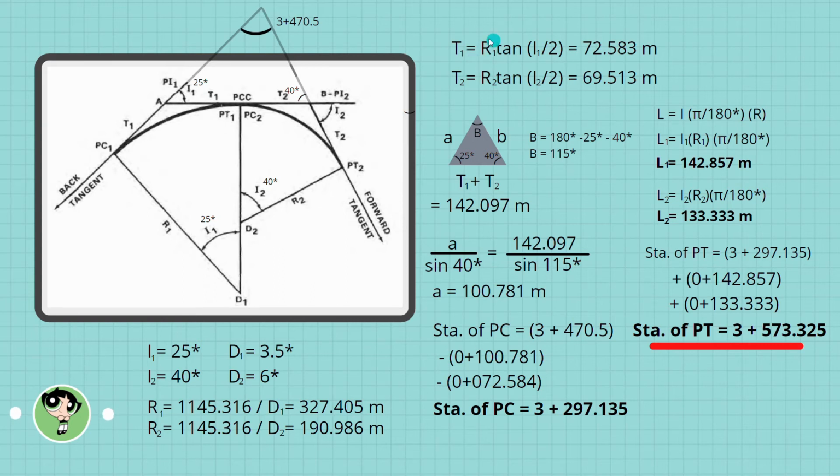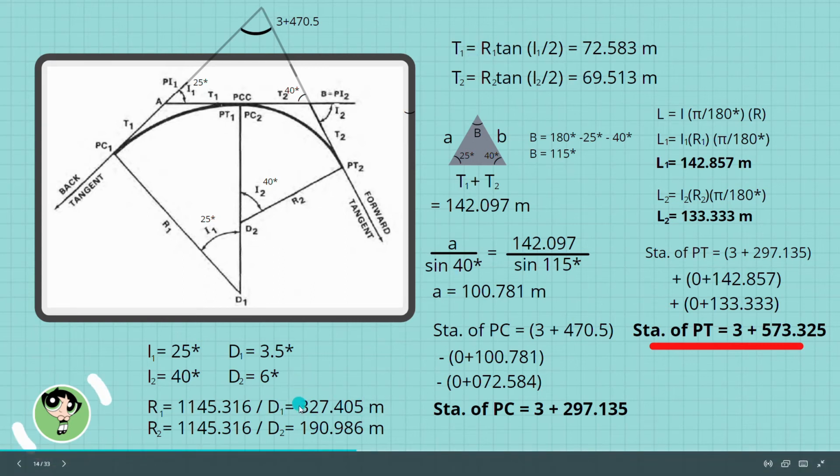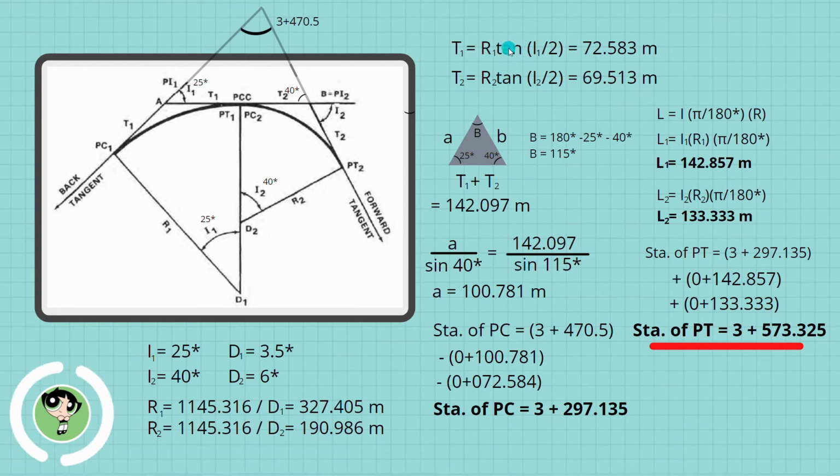R1 is 405 meters. And then tan of I1, which is 25 degrees over 2. If we plug this into the calculator, we will get a value of 72.583 meters. That is our tangent of the first curve.